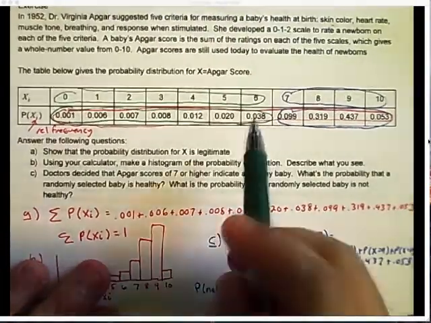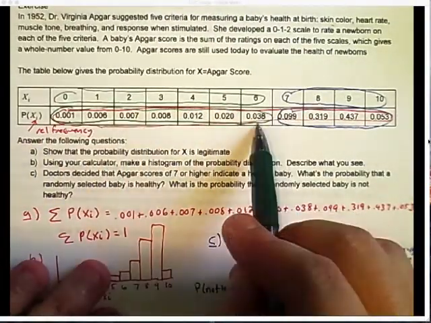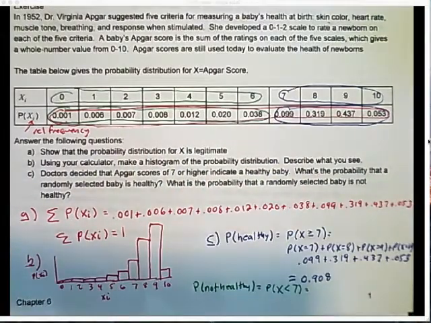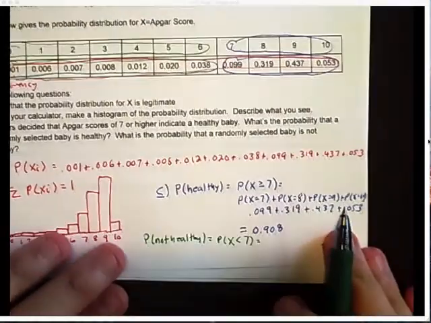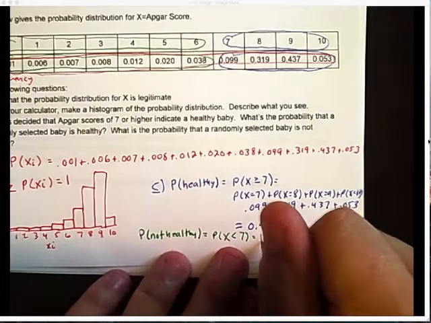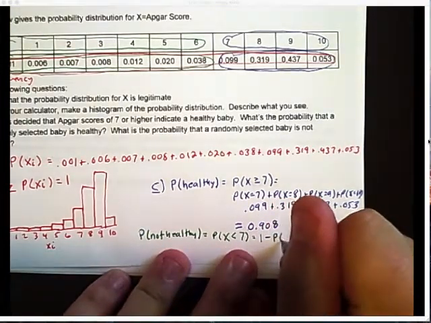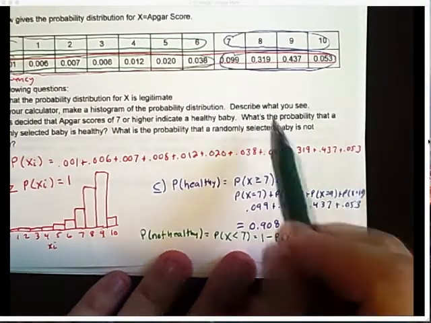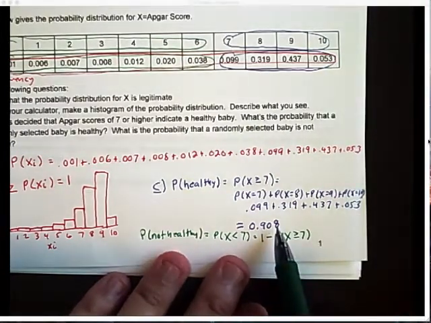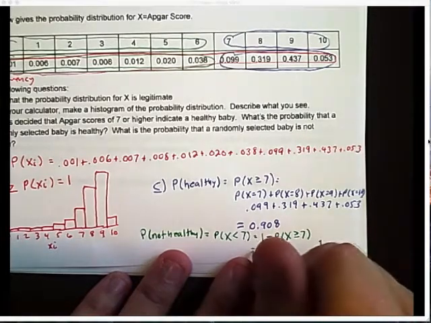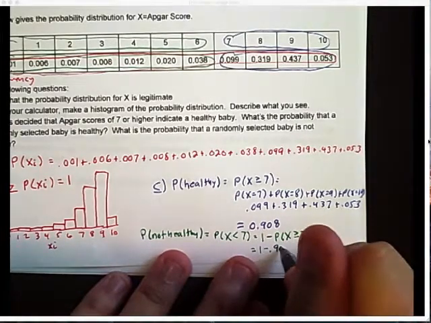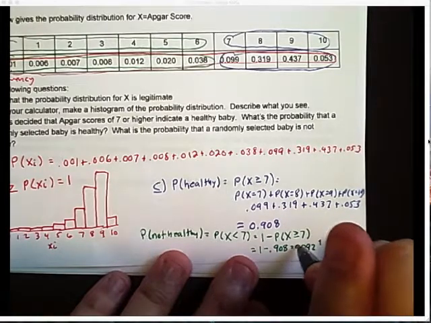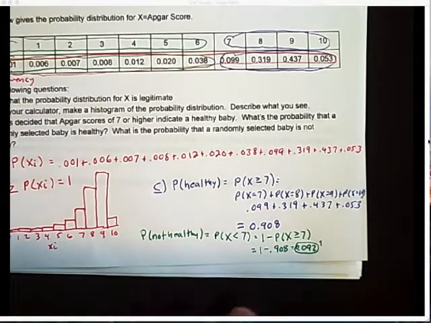But we also know that this green part of the probabilities plus this blue part of the probabilities, altogether they equal 1. So an easier way to do this would be 1 minus the probability that x is greater than or equal to 7, because we already know that part. That's 0.908. So if I just do 1 minus 0.908, I would get 0.092. That's a much easier way.